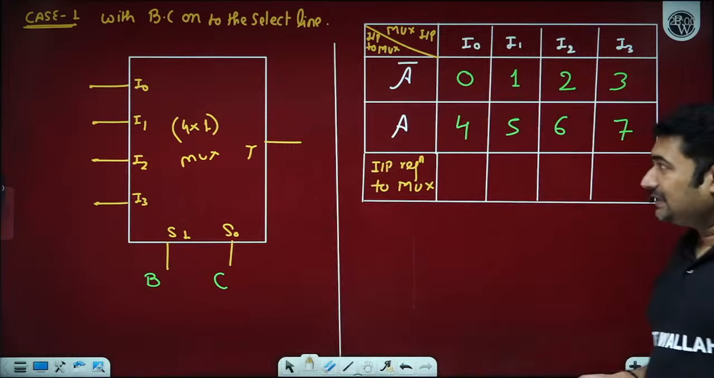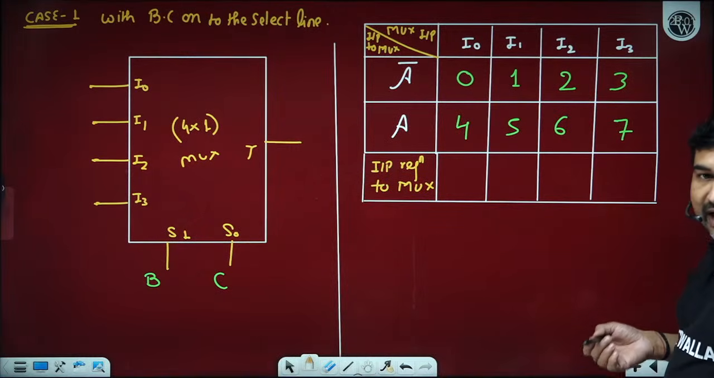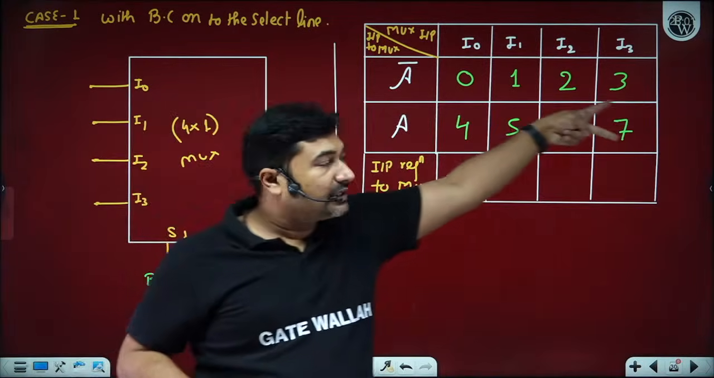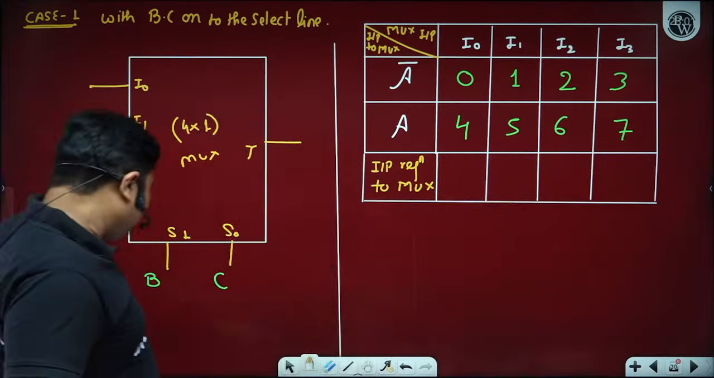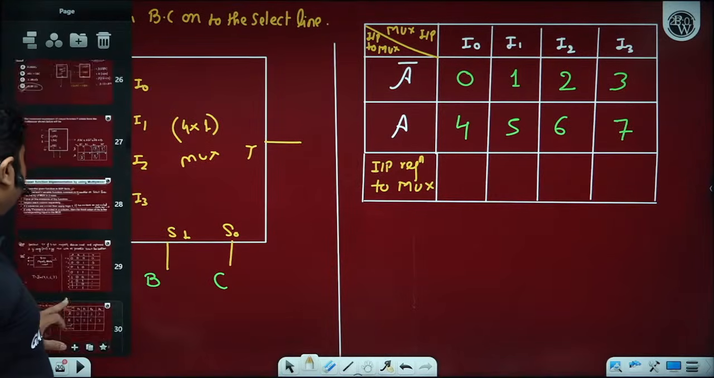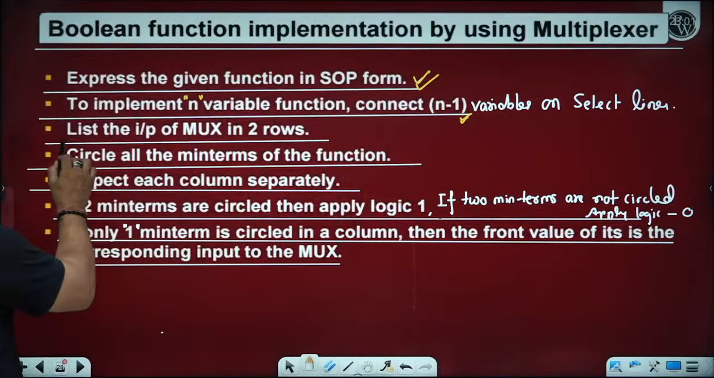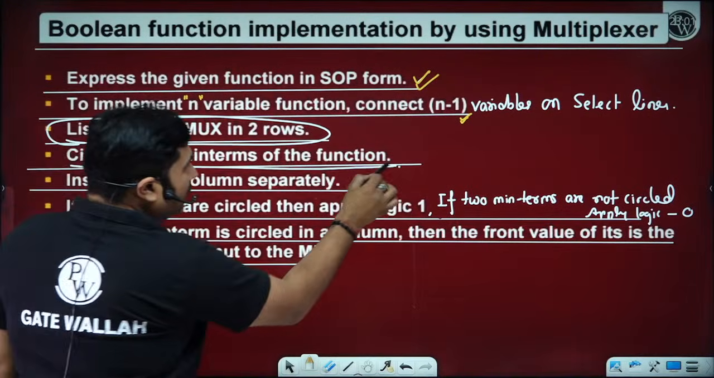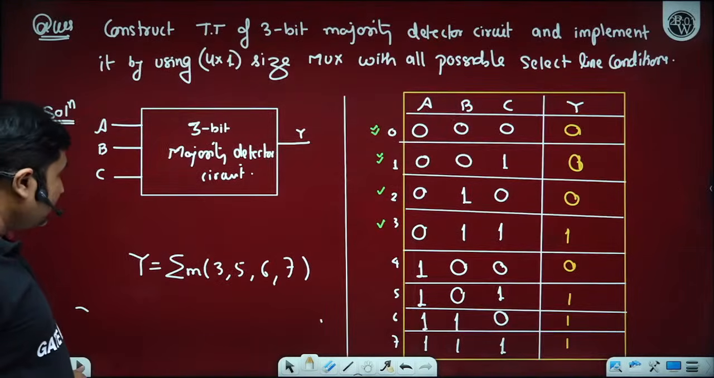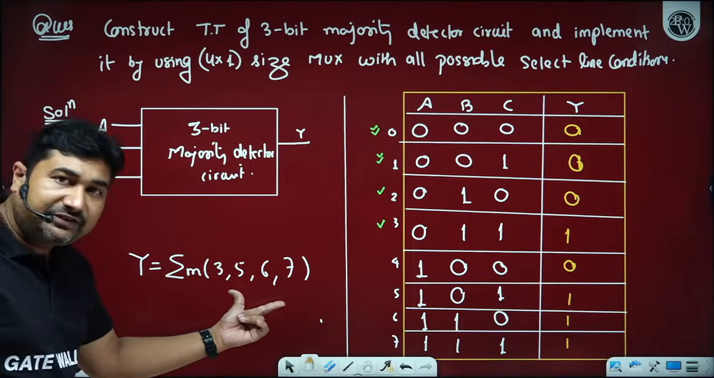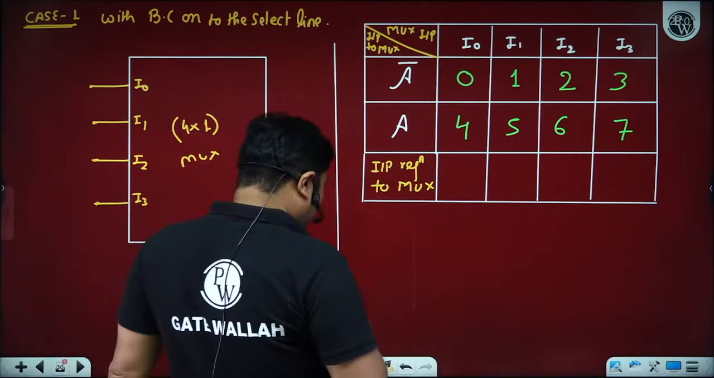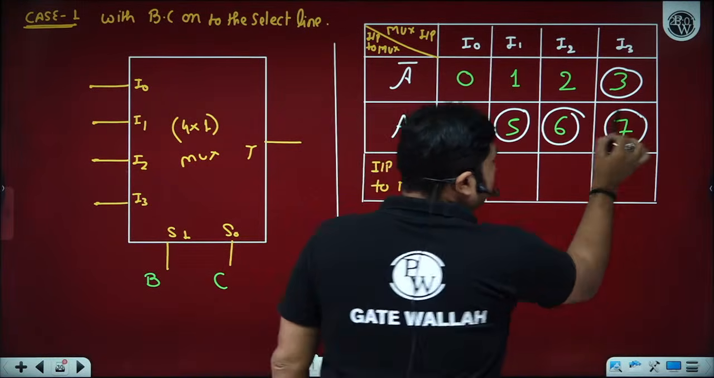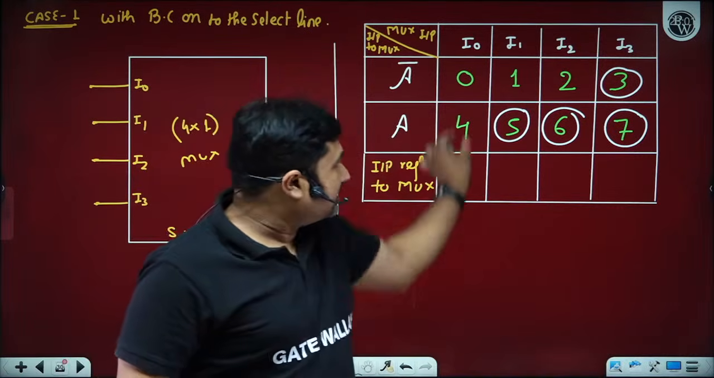Now, let's come back to this. We have to observe each of the columns separately now. List the input of mux in two different rows. Everyone, please observe, Betaji. Now, circle all the min terms of a function. The function we want to implement is 3, 5, 6, 7. We need to circle all the min terms of a function. Now, inspect each column separately.